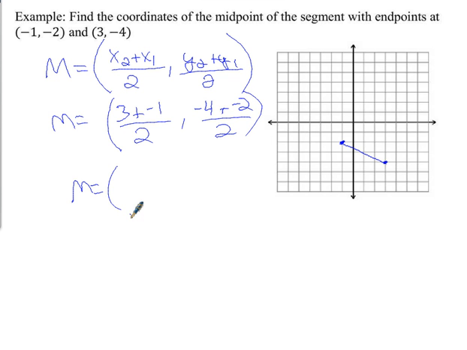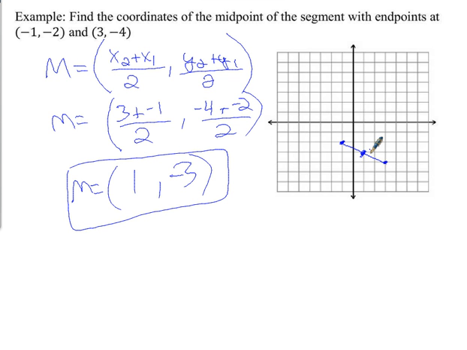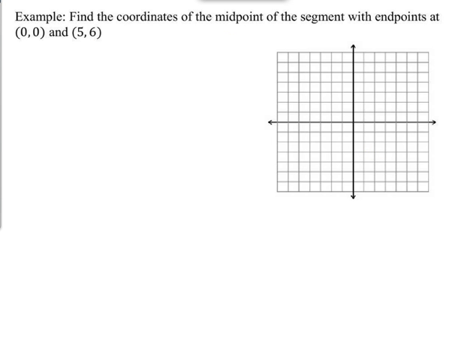2 divided by 2 is +1, comma, -4 plus -2 is -6. -6 divided by 2 is -3. So your ordered pair for your midpoint is (1, -3), right there. So from the graph, it did look like it was (1, -3). And from the math, it turned out that it actually was (1, -3). But that's how you use the midpoint formula. It's very easy to do.